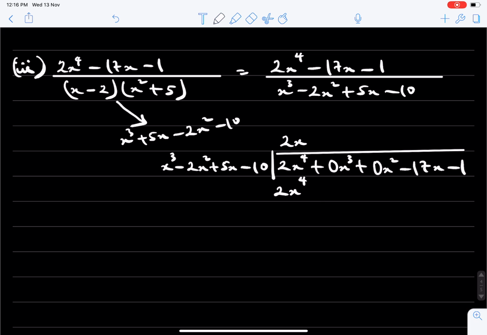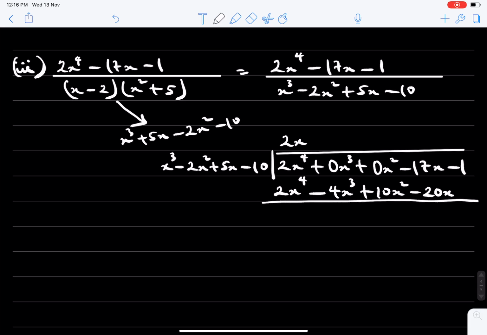So 2x to the power 4 minus 4x cubed plus 10x squared minus 20x. I think it's quite easy, except that one has to be very, very careful when evaluating and doing all these simple things. 2x to the power 4 minus 4x cubed plus 10x squared minus 20x.